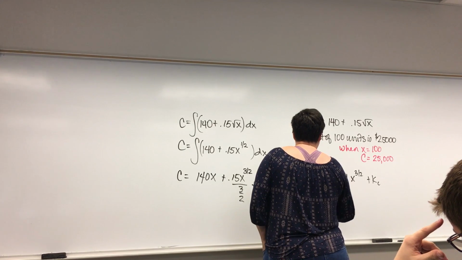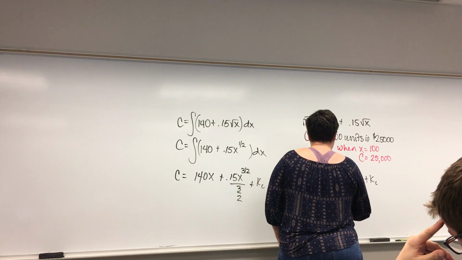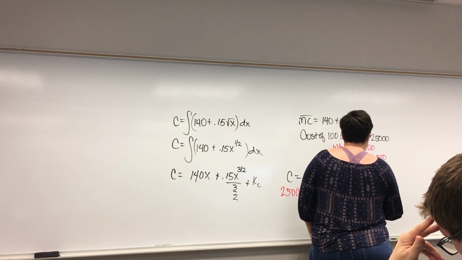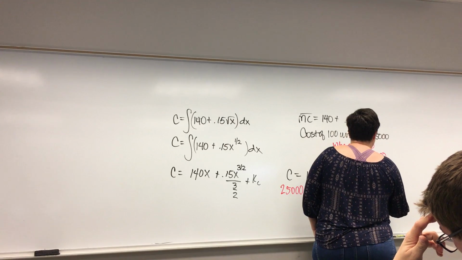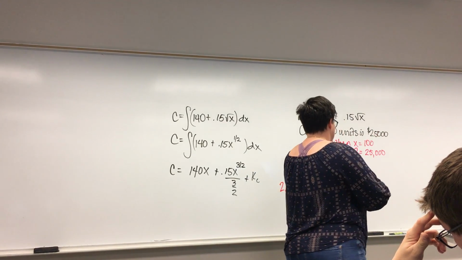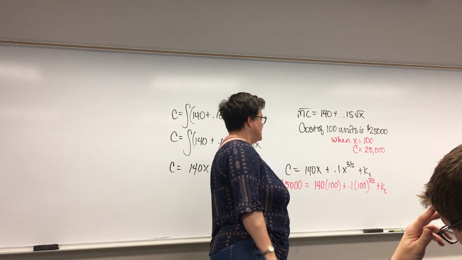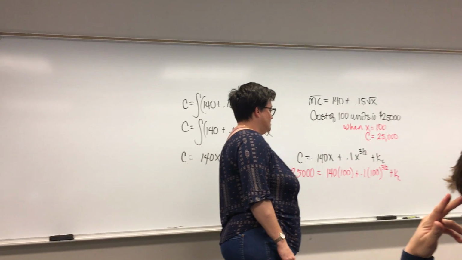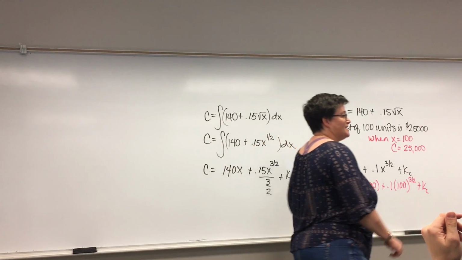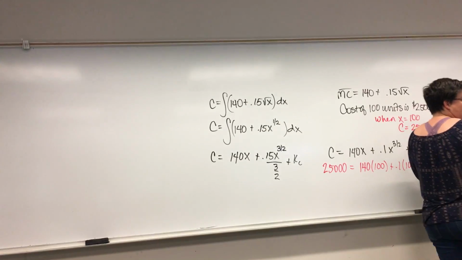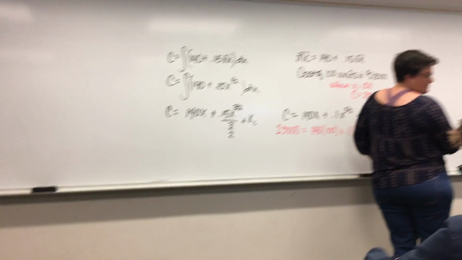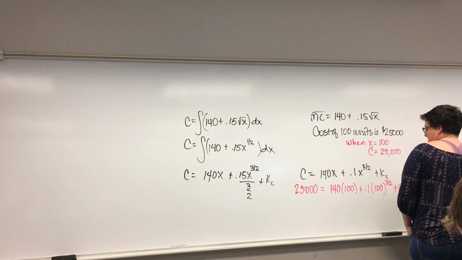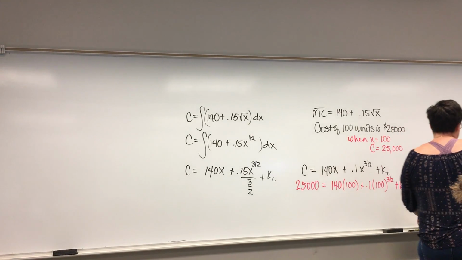So I'm going to set c equal to 25,000. And I'm going to set x equal to 100. So 140 times 100 plus 0.1 times 100 to the 3/2 plus k sub c. I have no idea what that is. It's 10. 10,000? So that's k sub c. Thank you very much, you guys. I'm not doing that one in my head. It's not happening today. So what's my true cost function now?